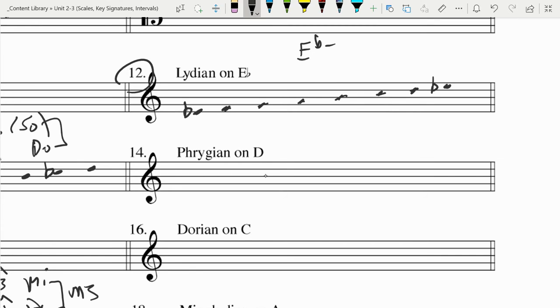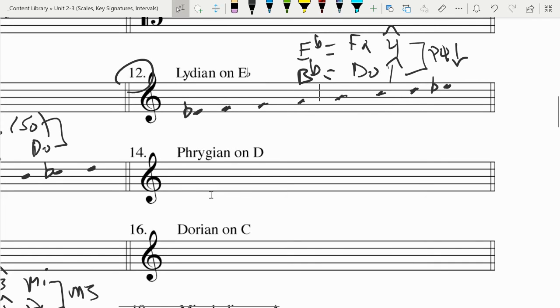So if E flat equals fa, or scale degree 4 in major, you'd find the relative major key signature by going down to 1, or do, a perfect 4th down. And a perfect 4th down from E flat would be B flat. So then you use the key signature of B flat major, B flat, E flat.